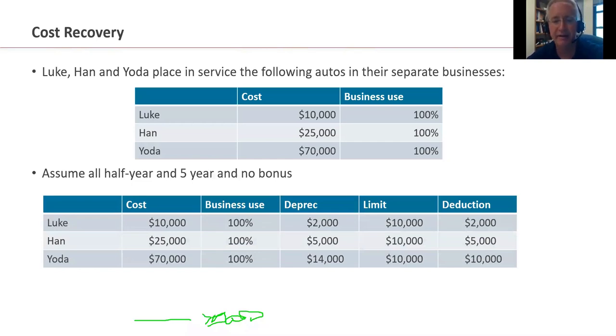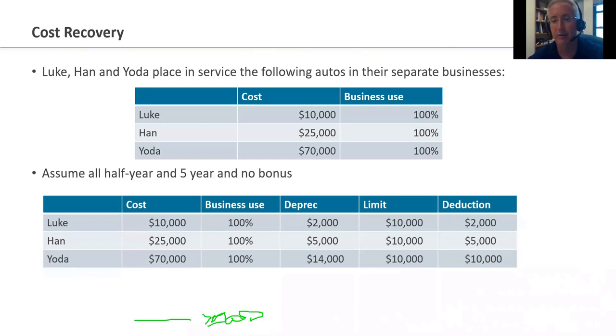Okay, so if none of them elect bonus depreciation, then the first step we do is we calculate what would regular depreciation be. So if you look in the third column where it says depreciation, that would be regular depreciation. So five-year, half-year convention, it's 20%. 10,000 times 20%, 2,000. 25,000 times 20%, 5,000. 70,000 times 20%, 14,000. That's the depreciation you would like to take.